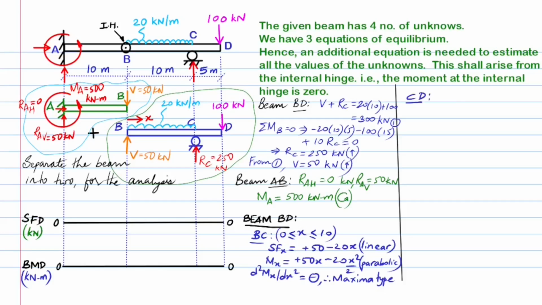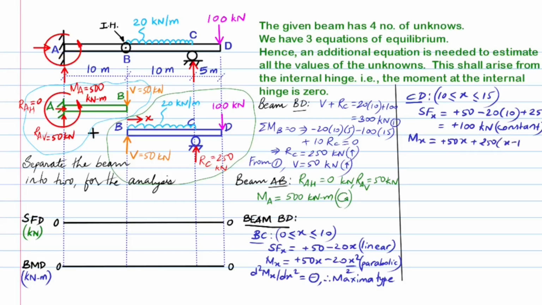For region CD, for which x is greater than or equal to 10 and less than or equal to 15 meters, the shear force at x equals plus 50 minus 20 times 10 plus 250, which equals plus 100 kilonewtons and is a constant. The bending moment at x equals plus 50 times x plus 250 times x minus 10 minus 20 times 10 times x minus 5, and this equation is found to be linear with respect to x. The shear force values are plotted in the shear force diagram for part BD. We mark the location where the shear force is 0 as point E and is found to occur at 2.5 meters from the reference end B.